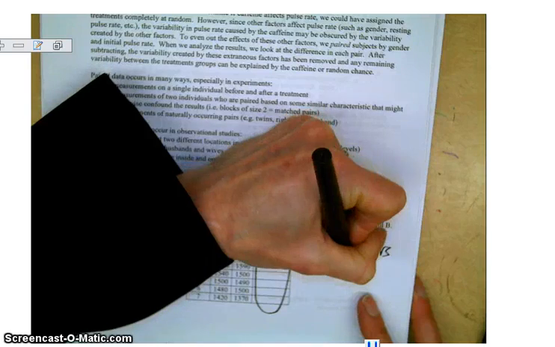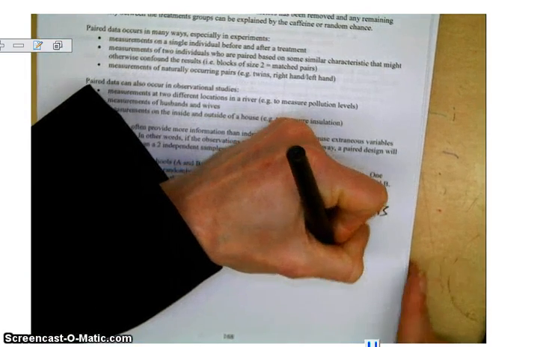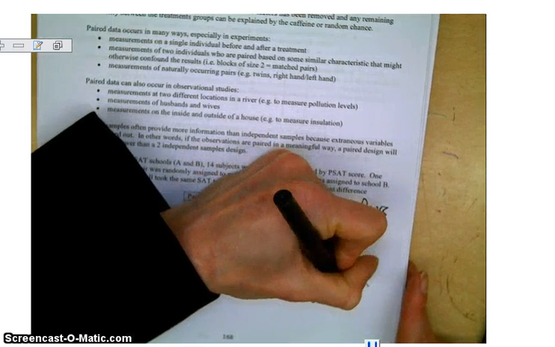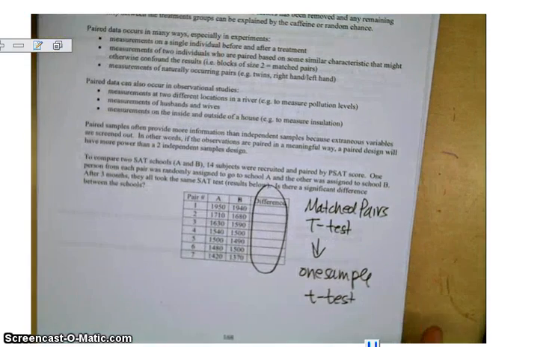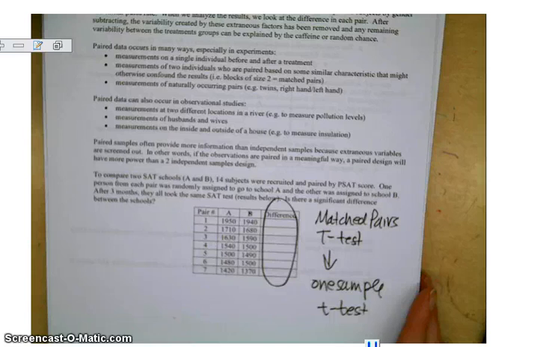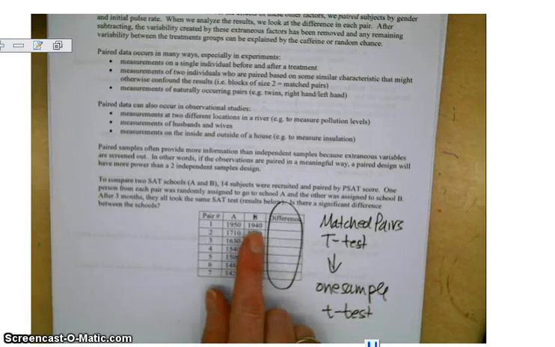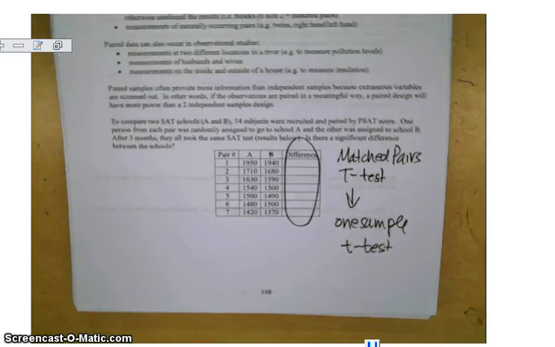t-test. It is exactly like a one sample t-test, because we do the difference first and then we find the average difference. So that's the difference with a matched pairs test, because we purposely paired up our data before we started, and we're going to do the subtraction first.